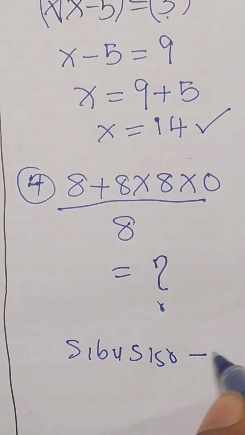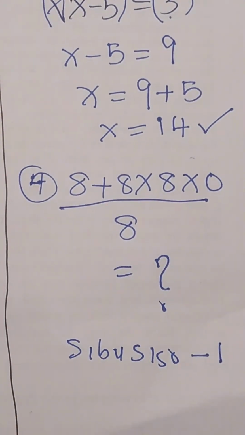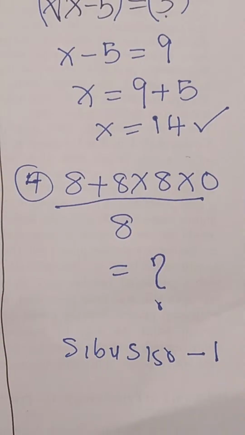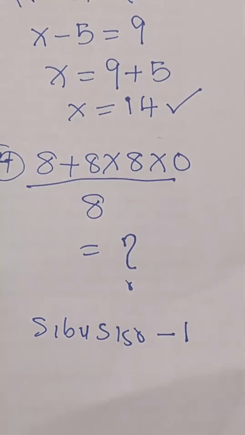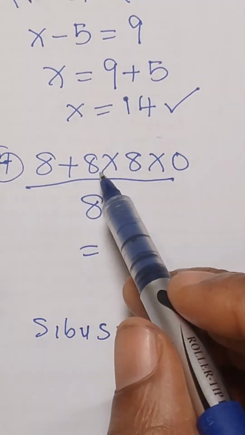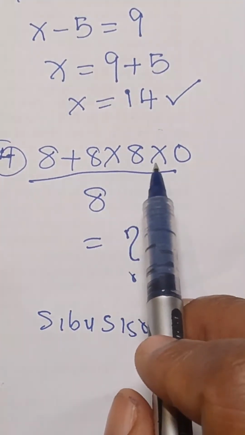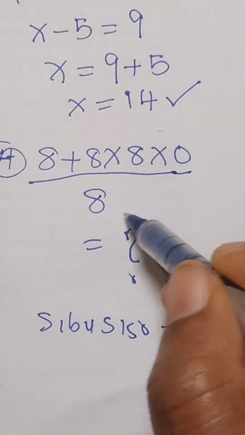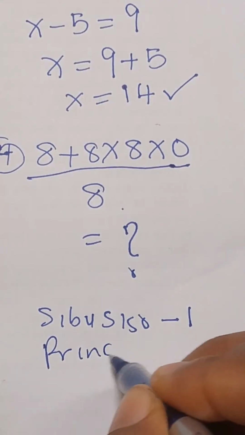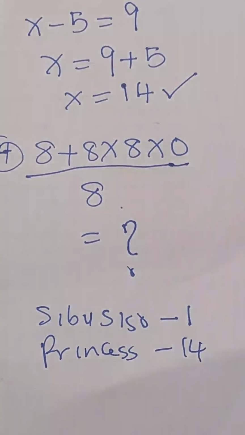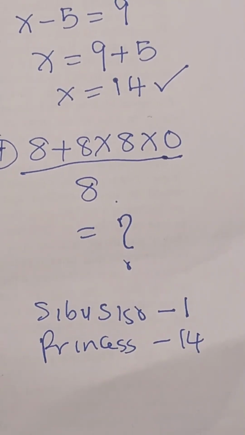All right, Sibusiso said 1. Okay, so more answers, please. Well, I didn't get the question. The question says 8 plus 8 multiplied by 8 multiplied by 0 all over 8 is equal to what? Princess, 14. Oh, you made it. I didn't make it. Good things.